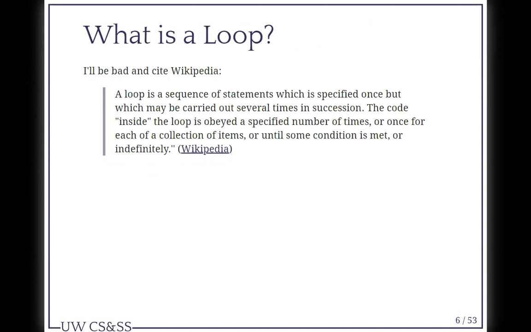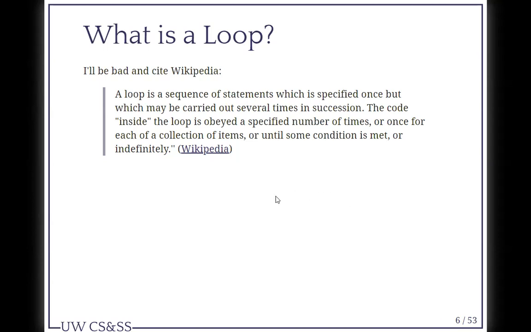So what is a loop? You'd be surprised how many computer science textbooks I read in order to get an answer to this question that was better than the Wikipedia one. I went with the Wikipedia one. A loop is a sequence of statements which is specified once, but which may be carried out several times in succession. The code inside the loop is obeyed a specific number of times, or once for each of a collection of items, or until some condition is met, or indefinitely.